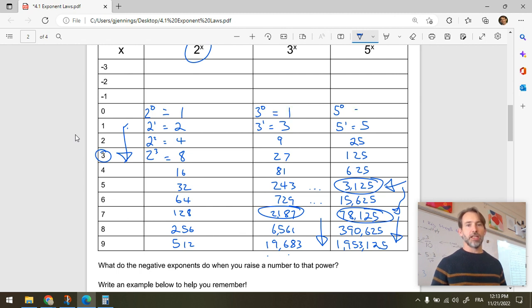It doesn't matter if I have 3 to the x, 5 to the x, or 2 to the x. If I gave you an expression like 2 to the x equals 3 to the x, then x could be 0, and both sides of the equation would be equal to 1. So that would be a solution to that equation.